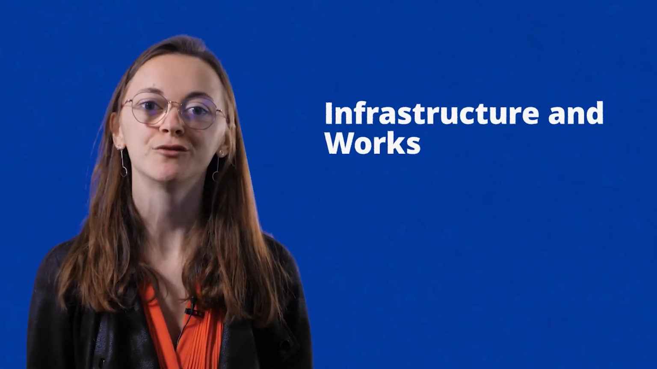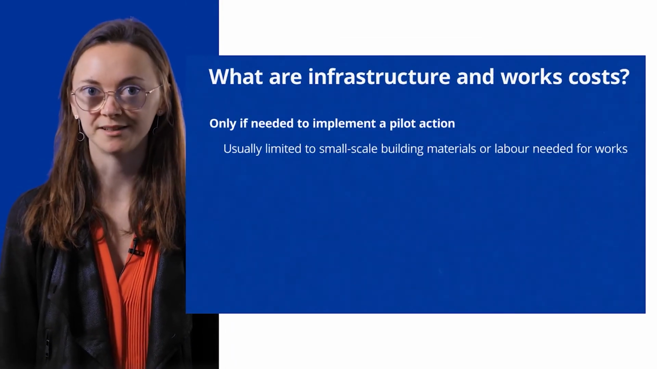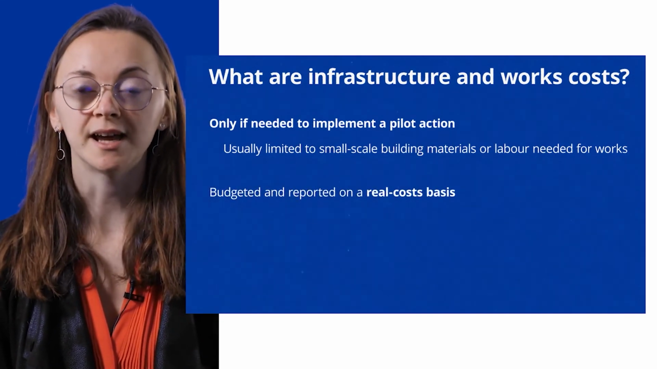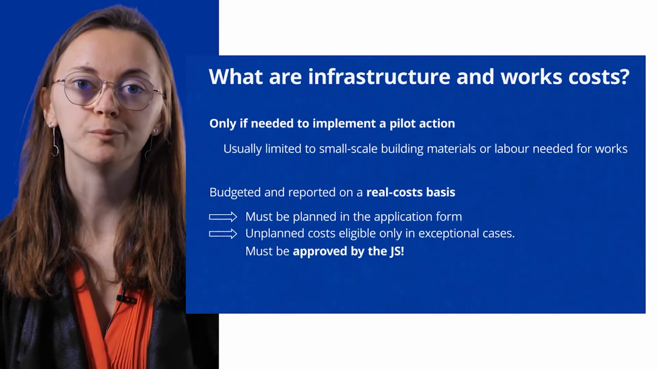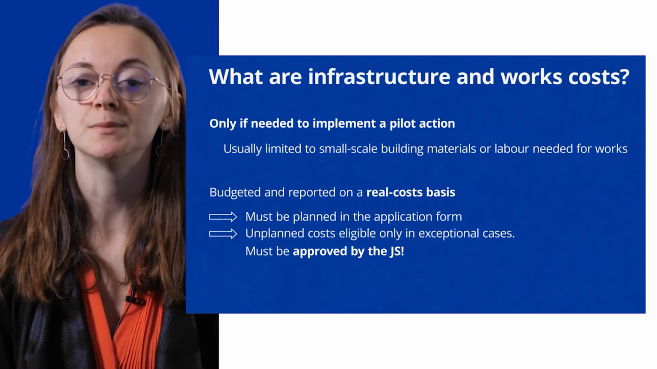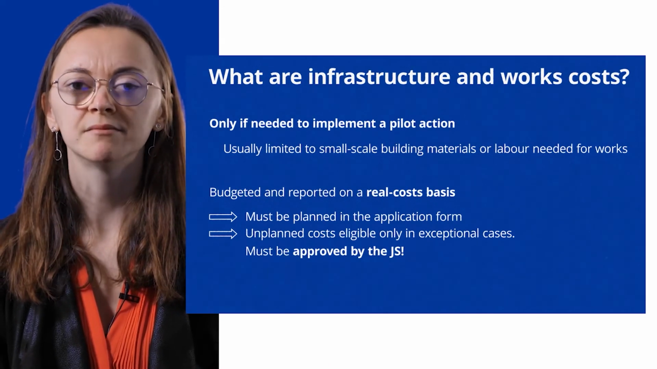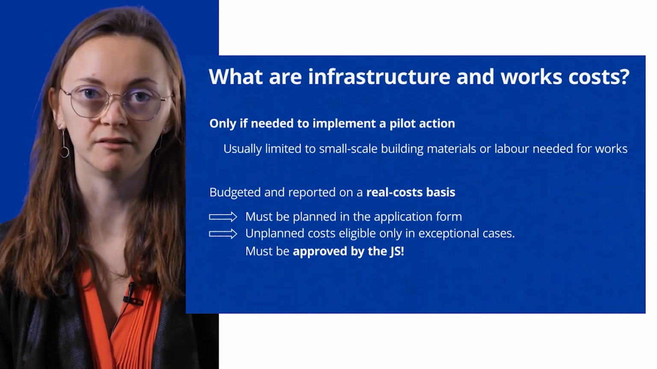So now let's talk about the last cost category, which is infrastructure and works. This is a new cost category for Interreg Europe, and it can be used only when you have a pilot action planned. Based on the experience from our projects who had pilot actions, the pilot action costs could be covered by the equipment or the external expertise and services cost categories. So that's why we expect partners to use rather exceptionally this new cost category.